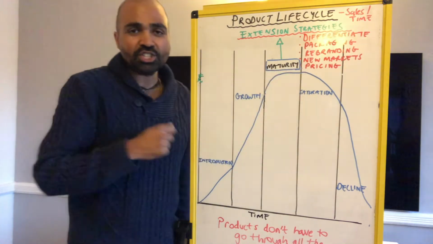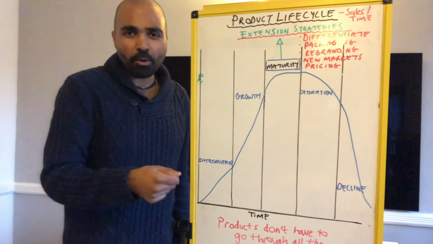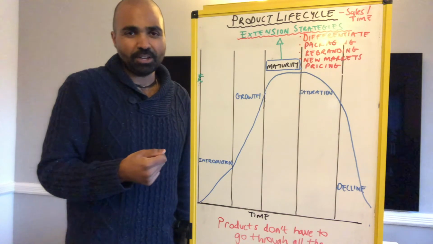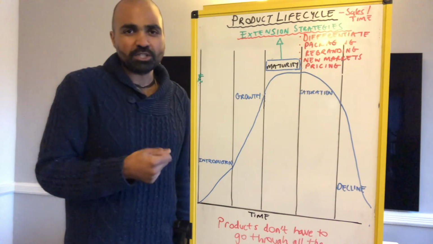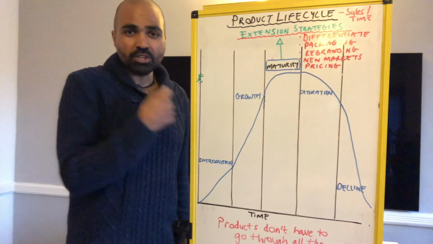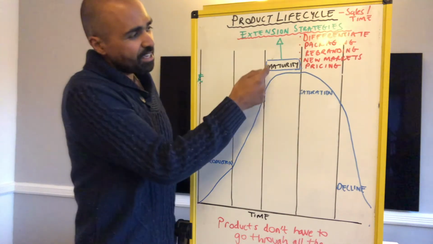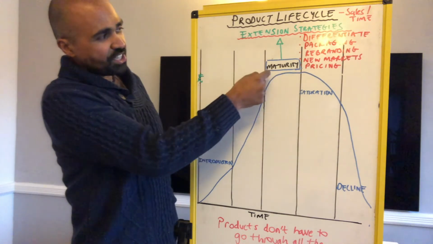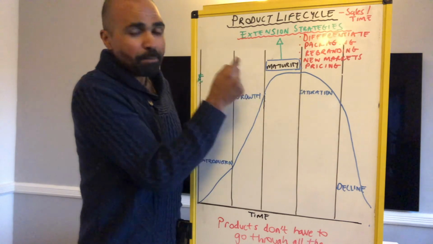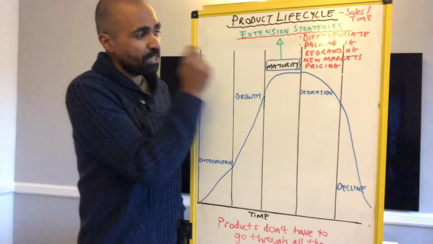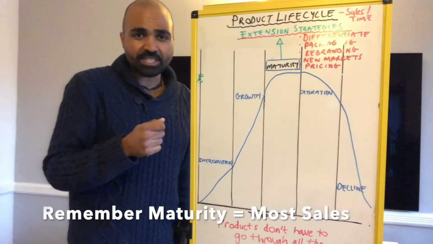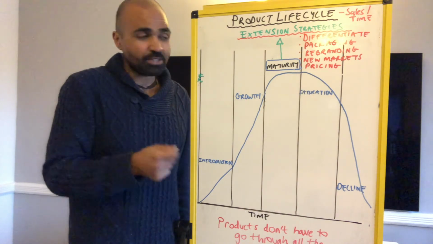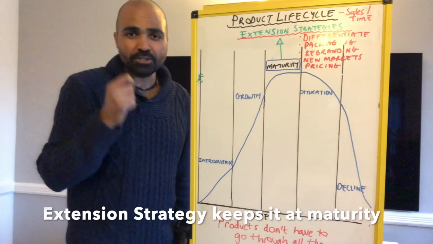They may also change the pricing. They might go for a lower price, again to appeal to a different target market. Make it cheaper, more customers are going to be able to afford it, so you're going to generate more sales. So these are the strategies a business might use to keep a product at the maturity stage. Please remember, when you're at the maturity stage, you are maximizing sales and you want to keep it at maturity for as long as possible.